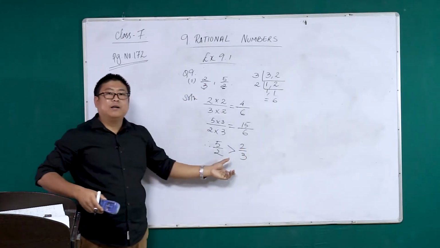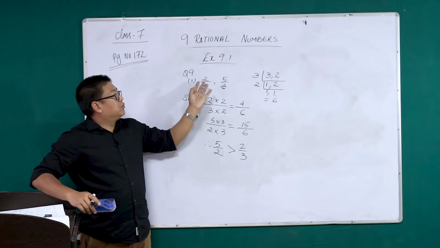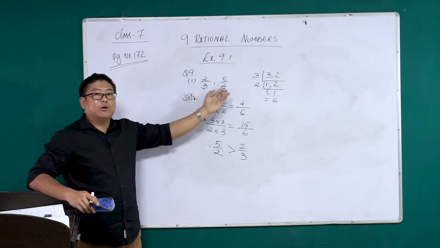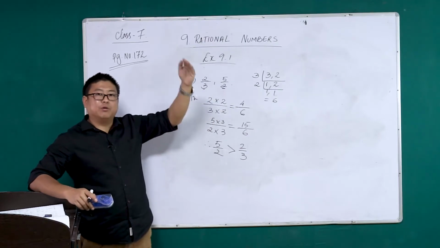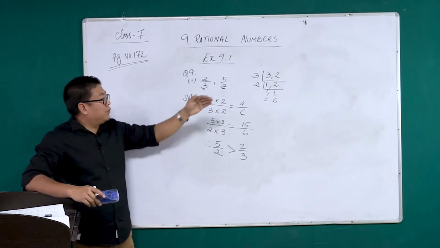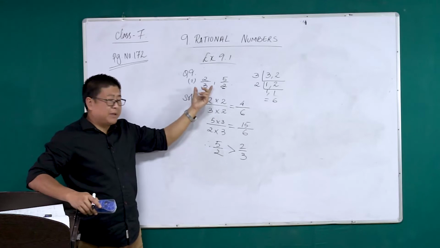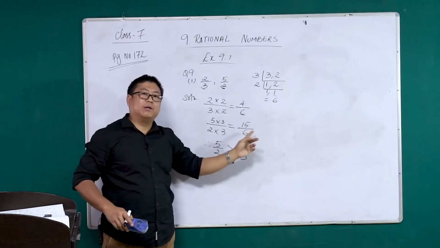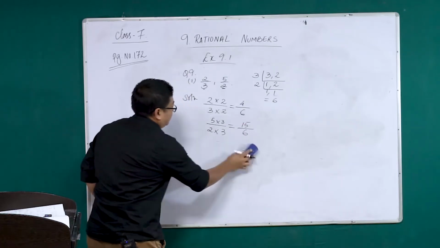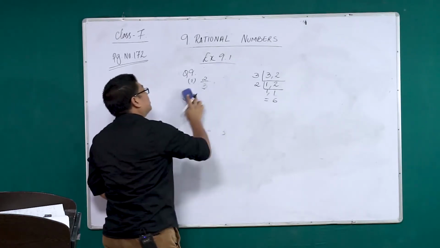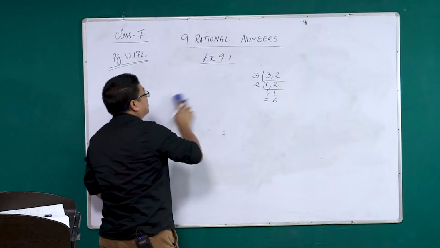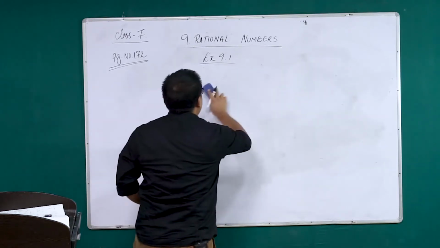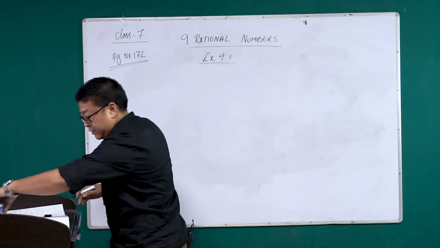I hope this is clear. To find bigger or smaller, always make the denominators equal first. After that, compare the numerators. When you make the denominators equal, you can easily compare the numerators and understand which one is bigger. So with this, comparison of numbers is over. The other questions are all the same. Simply make the denominators equal and compare the numerators.